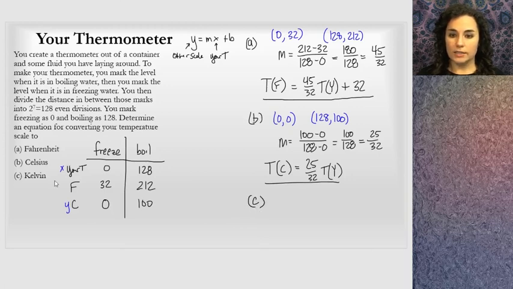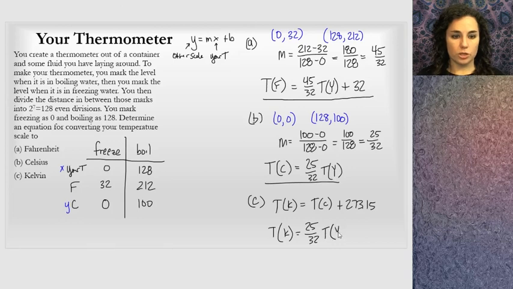Part C asks, what's the Kelvin? Well, I know Kelvin is 273.15 plus the Celsius. So if I want the temperature in Kelvin, I would take the temperature in Celsius and add 273.15. So then I'm just going to take this and plug it in here where I know that. So the temperature in Kelvin is going to equal 25 over 32 times your temperature, plus the 273.15 to switch scales. And those are the answers for this problem.